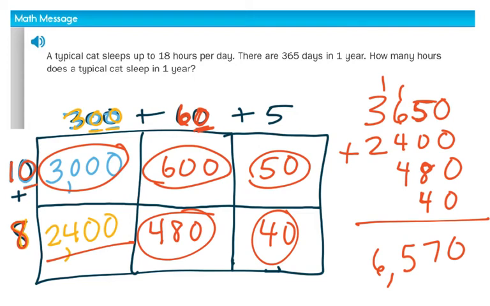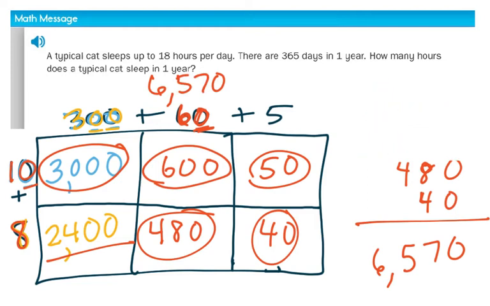Now I'm going to keep that rectangle up there for a minute. I'm just going to erase this. Let me just remind myself, 6,570. Now what I'm going to do is show you traditional.